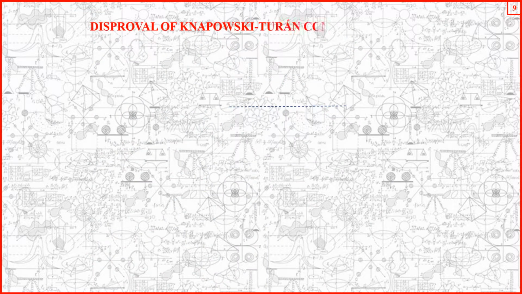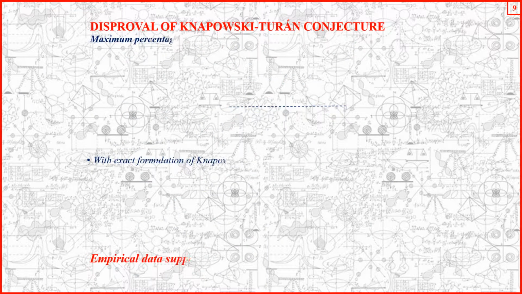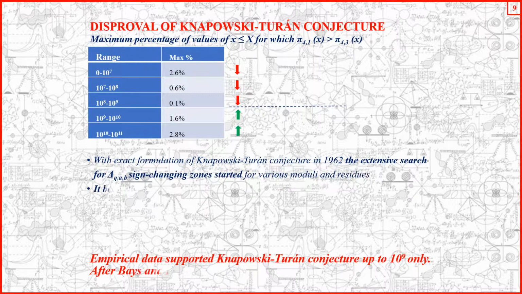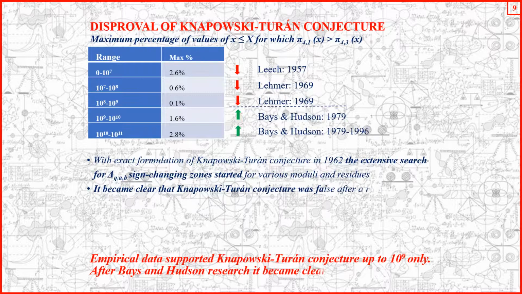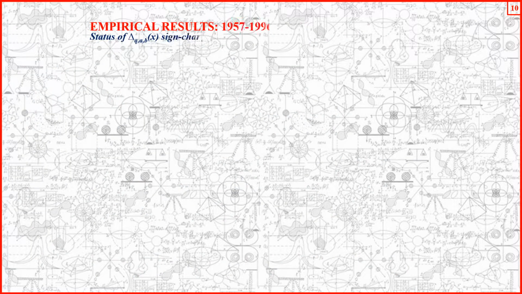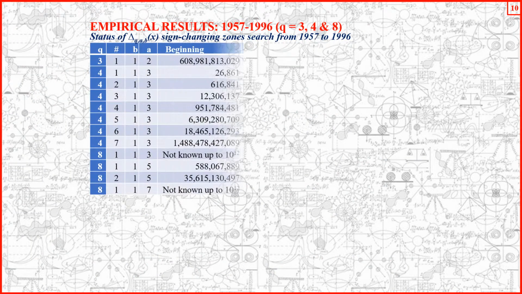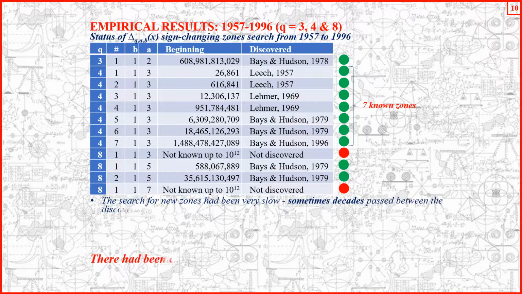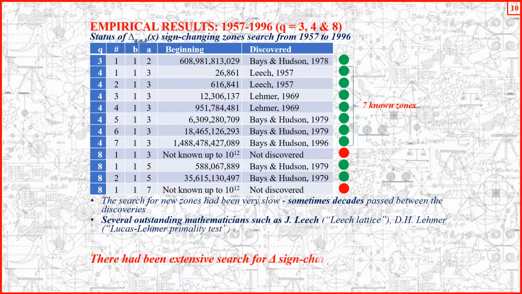With the missing link in place, the extensive hunt for new negative zones started. Initially, empirical data supported Knapowski-Turan conjecture, but after Bays and Hudson research, and the discoveries of new zones above 10 to the power of 9, it became clear that it was wrong. The search for new zones had been very slow, sometimes decades passed between the discoveries. Considerable progress was made by Bays and Hudson, especially for moduli 3, 4, and 8. By 1996 there had been 10 zones known for 3 different prime number races.